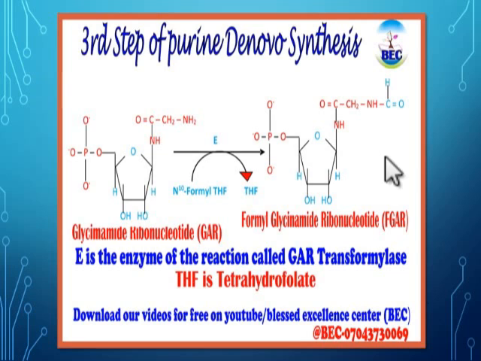The enzyme that drives the reaction is called transformylase. You can see the enzyme here, E, and it's called GAR transformylase because the starting substrate is already GAR, which is glycinamide ribonucleotide. So it is glycinamide ribonucleotide transformylase. The point of emphasis here is that the addition of C double bond O and H to this to give you this is what we refer to as transformylation reaction.